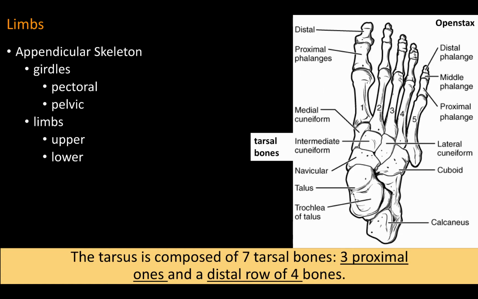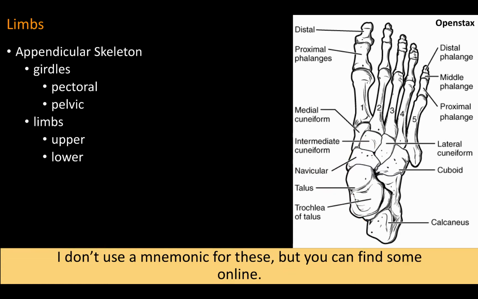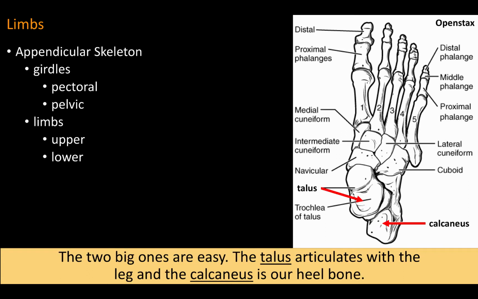The tarsus is composed of 7 tarsal bones, 3 proximal ones, and a distal row of 4 bones. I don't use a mnemonic for these, but you can find some online. The 2 big ones are easy. The talus articulates with the leg, and the calcaneus is our heel bone.